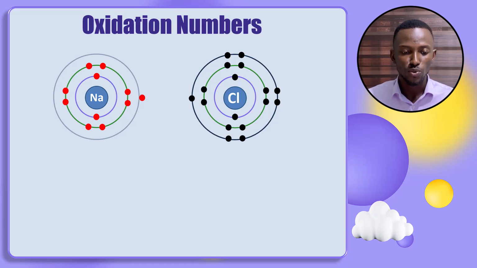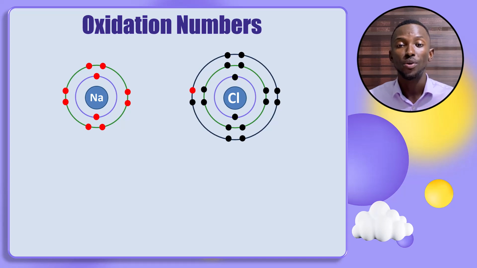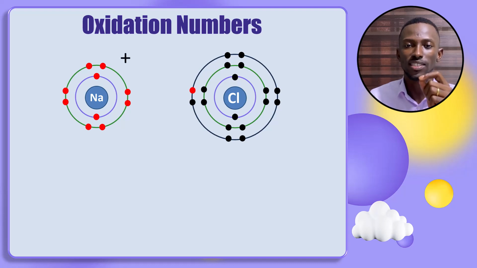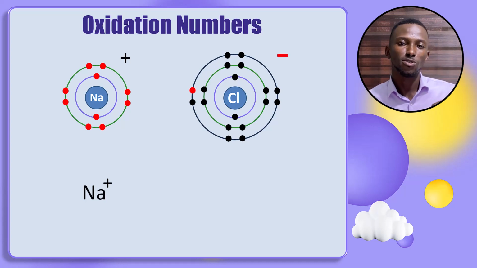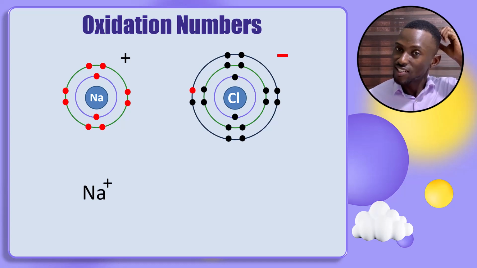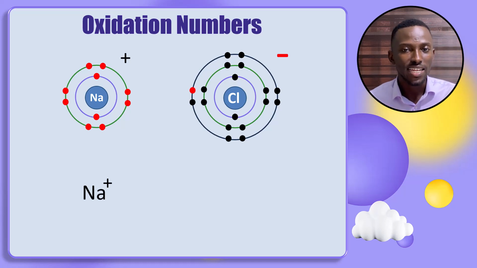The sodium loses its one electron, and chlorine gains that one lost electron. In the process, sodium becomes positive +1, and chlorine becomes negative. Sodium becomes positive because it has lost that extra electron, so there are more protons than electrons. Chlorine, because it has gained the electron, becomes negative.